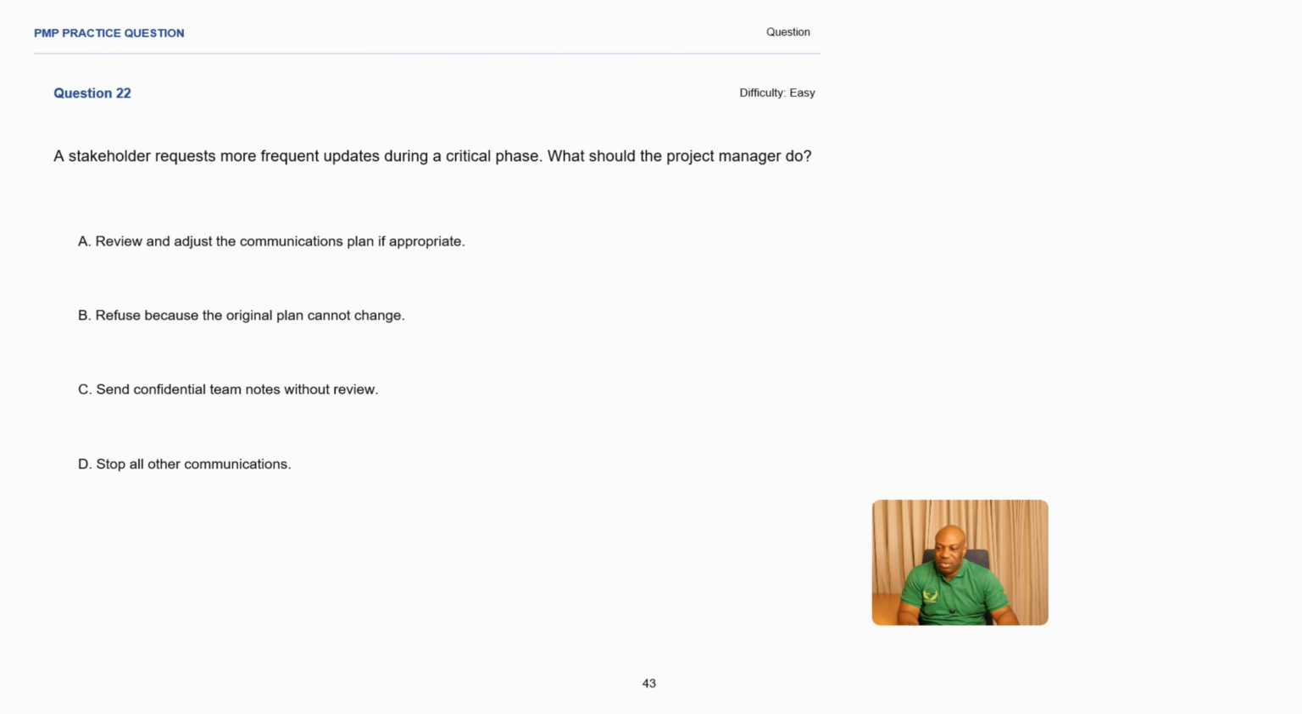Right. Practice question number 22. A stakeholder requests more frequent updates during a critical phase. What should the project manager do? Okay. We are also considering the difficulty here to be easy. So a stakeholder requests more frequent updates during a critical phase. So they are asking for frequent updates in a critical phase.